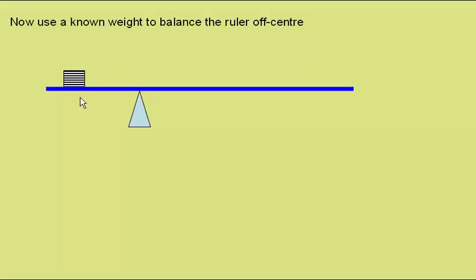So I'll mark this as W sub W, the weight of the weights, and this has a distance D sub W, and the weight of the ruler here, W sub R, is acting this distance from the pivot. Using the principle of moments, I know that the moment given by the weights is equal to the moment given by the ruler.